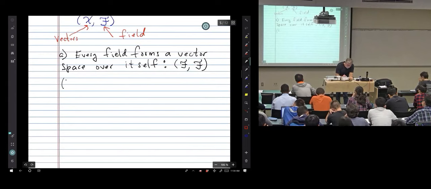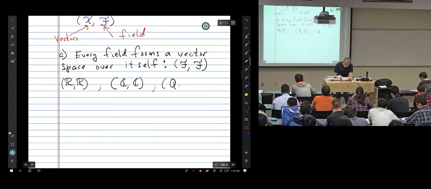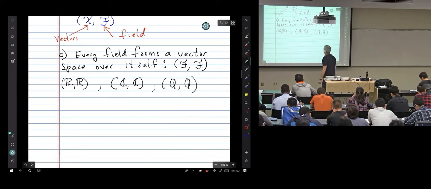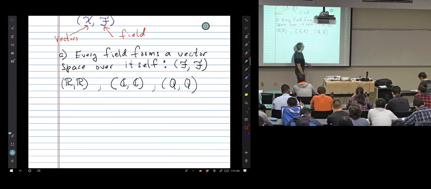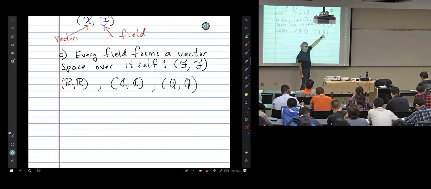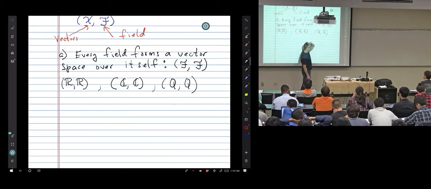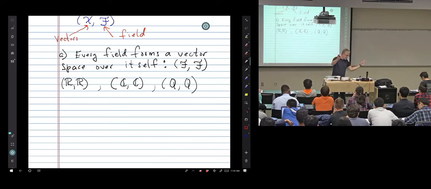Okay, so that means the real numbers as vectors and the real numbers as scalars forms a vector space. The complex numbers as the vectors and as the field. The rational numbers as vectors and as the field. It's all fine. And it all works because everything you need is baked into the axioms of a field. You know how to add elements of the field, you know how to multiply them, and you use those definitions for the vectors and everything works. So it's abstract, but it's true.